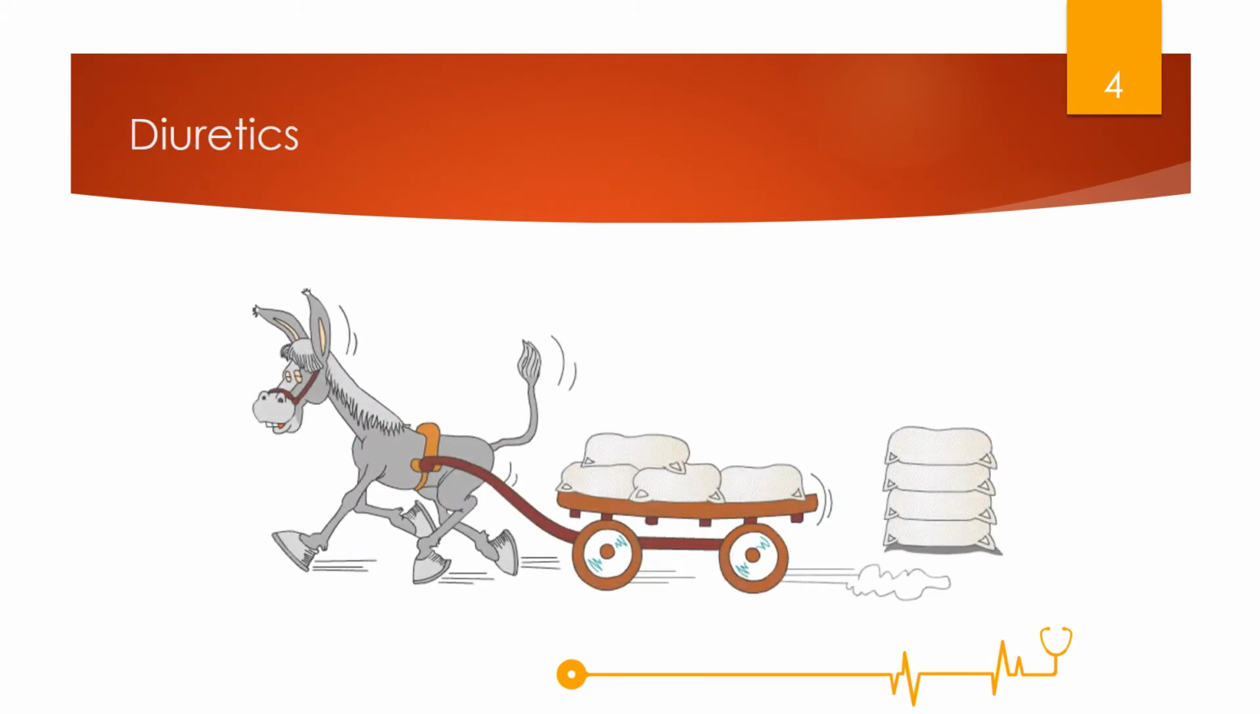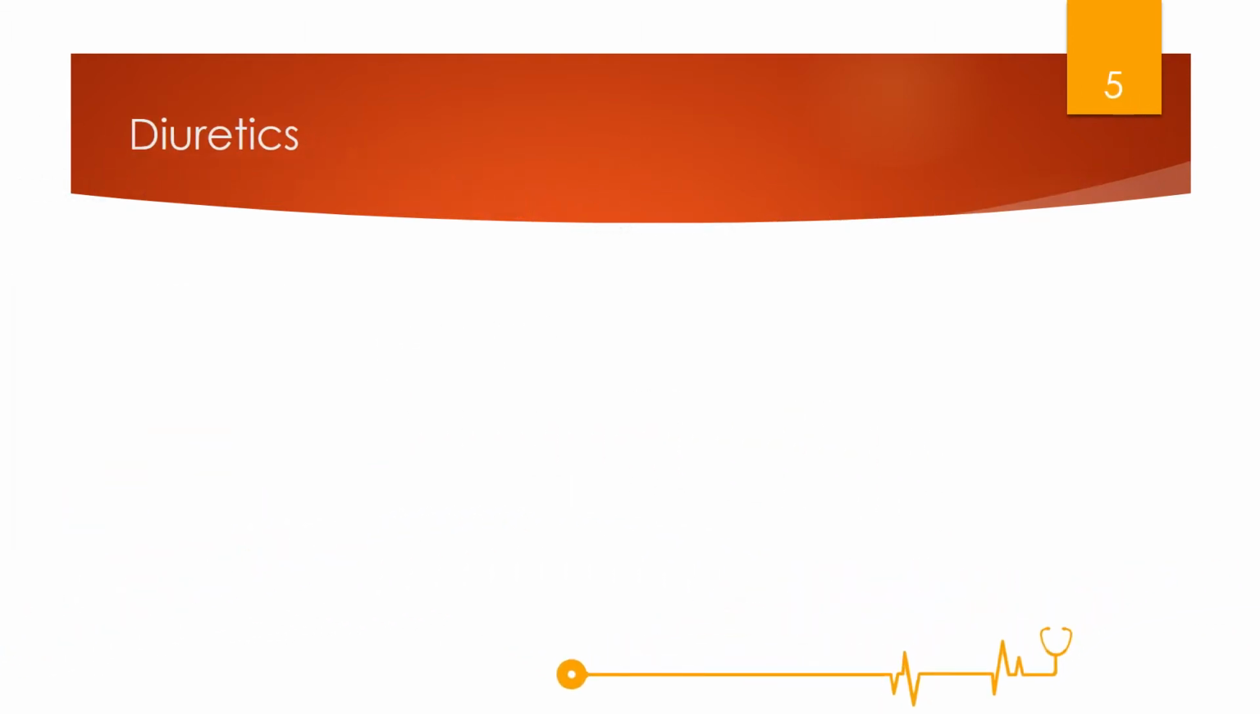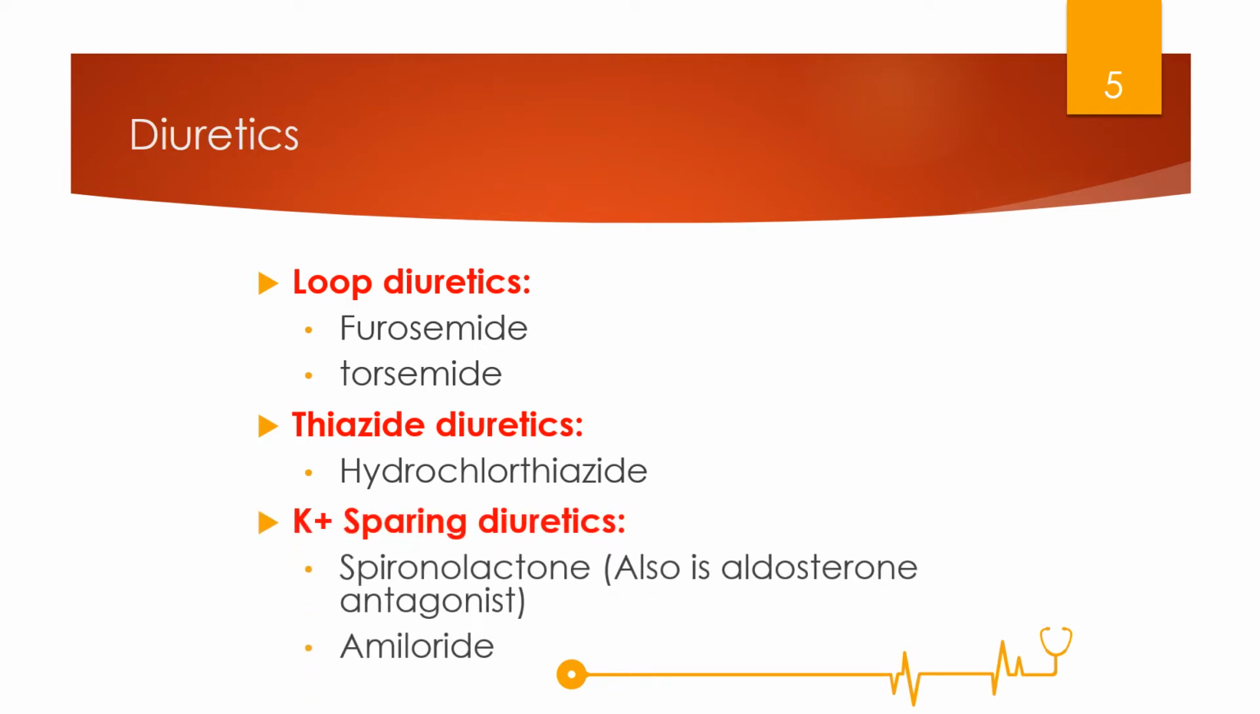Diuretics. The diuretics reduce the number of sacs on the wagon of the donkey. It lessens the weight of the heart. The diuretics involve the loop diuretics, which include furosemide and torsemide; the thiazide diuretics, which include hydrochlorothiazide; and the potassium sparing diuretics, which include spironolactone, also an aldosterone antagonist, and amiloride.